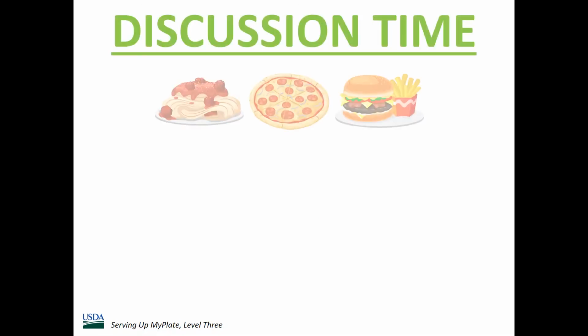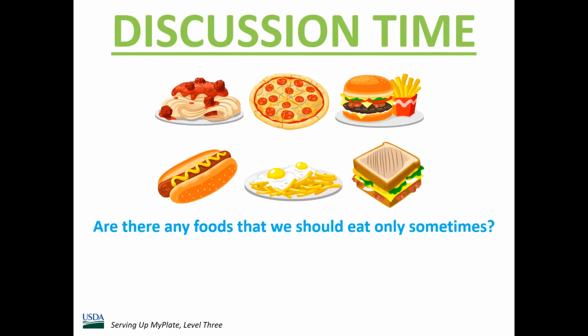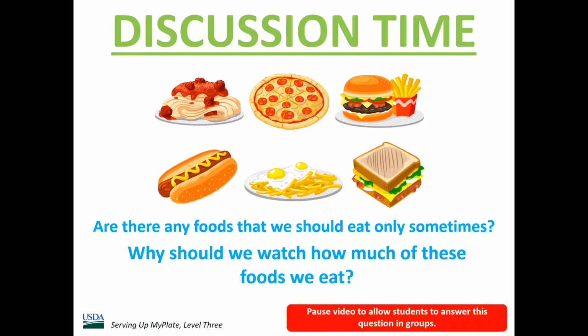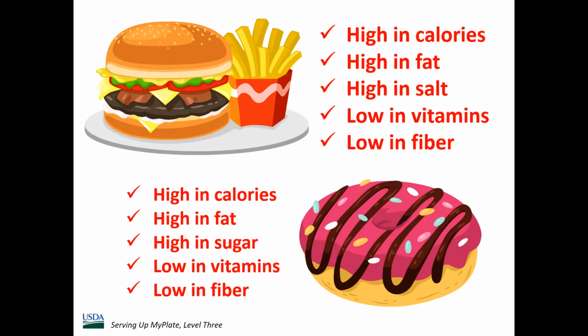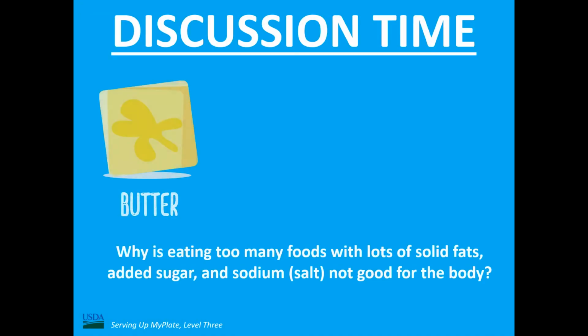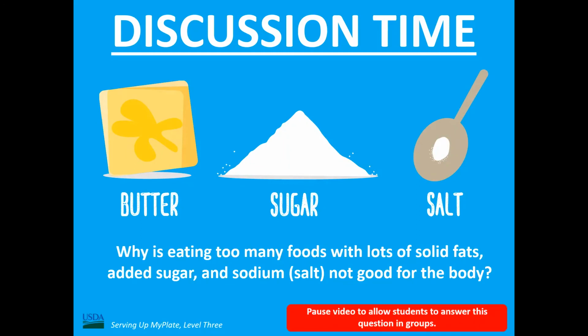Can you think of any of these foods that we should eat only sometimes? Why should we watch how much of these foods we eat? Discuss your answers as a class. Health experts recommend we eat foods that are lower in solid fats, added sugars, and sodium or salt. Why is eating too many foods with lots of solid fats, added sugar, and sodium or salt not good for our bodies? Discuss your answers as a class.